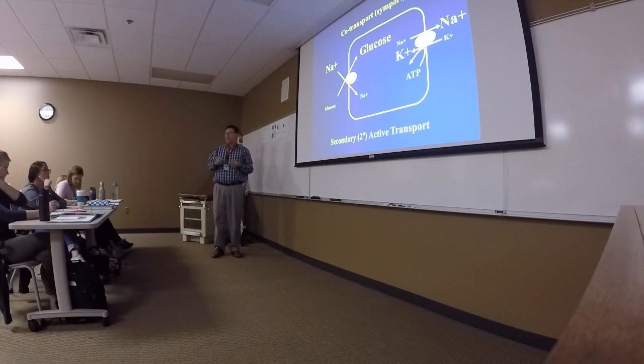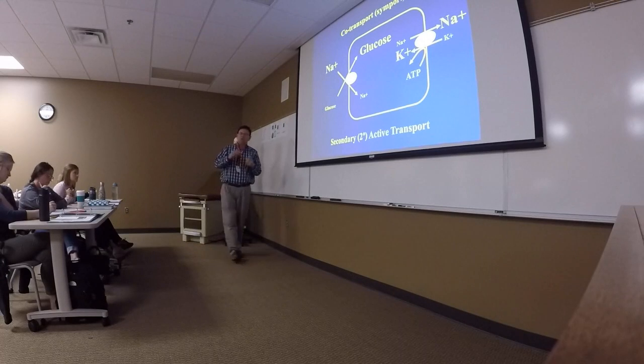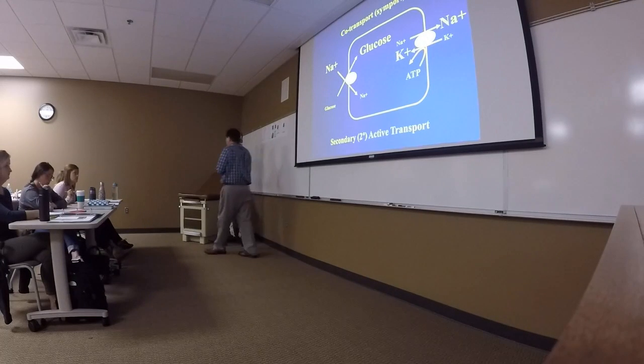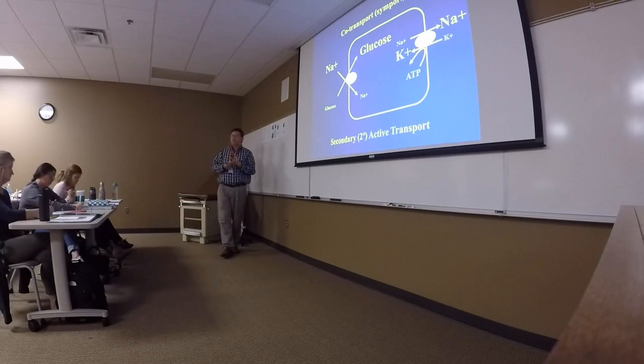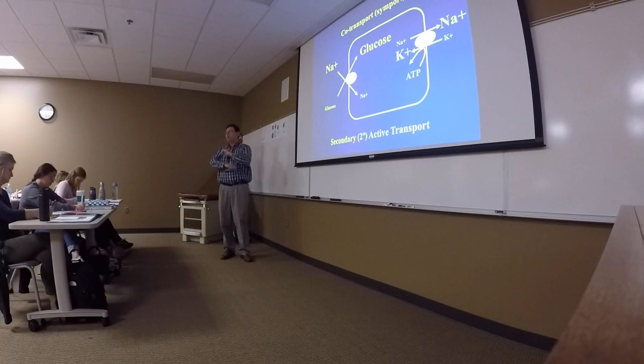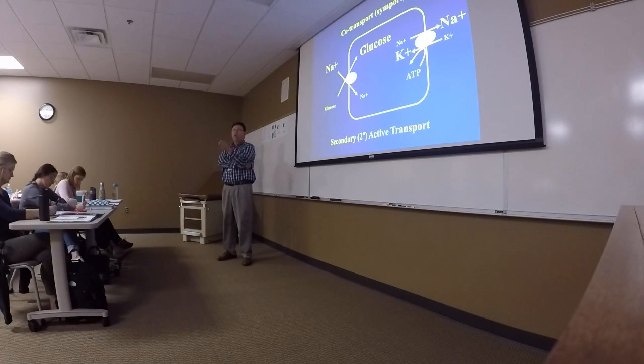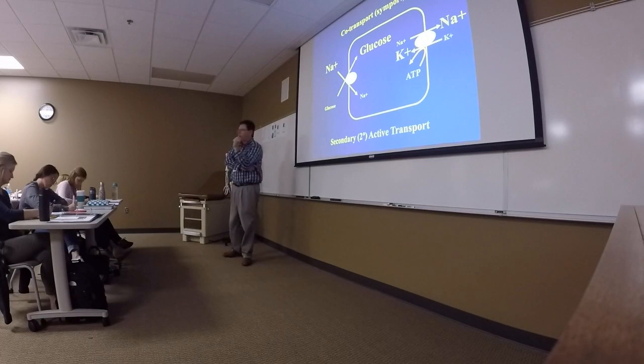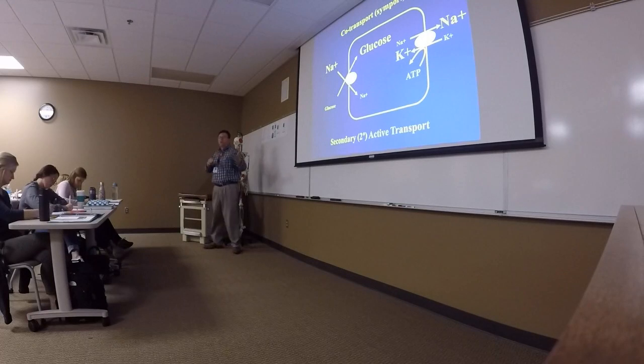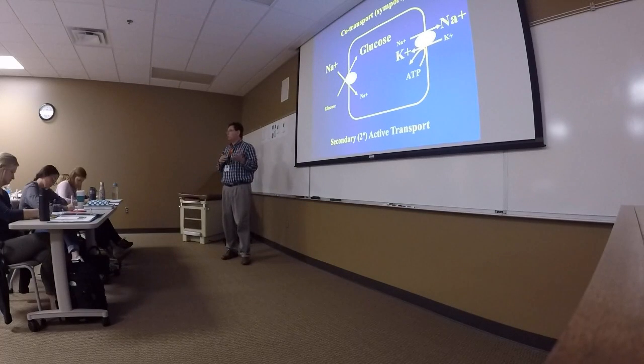There's a couple of different types of secondary active transport. We're going to see there's co-transport and there's counter-transport. This first one I'm going to show you is co-transport. When you see co, it means at least two, and sometimes more than two, things are being transported together. And when you see co-transport, they're being transported in the same direction. We're going to see that counter-transport is where one is going one way and the other one's going the other way.